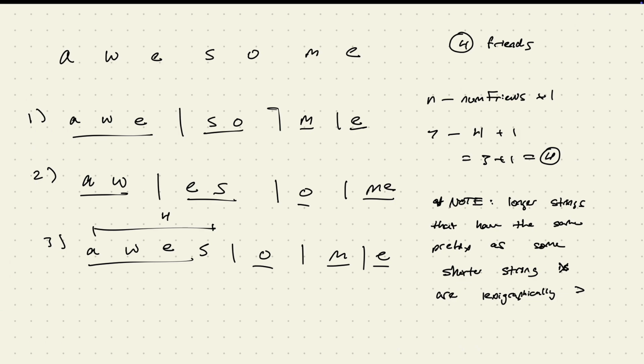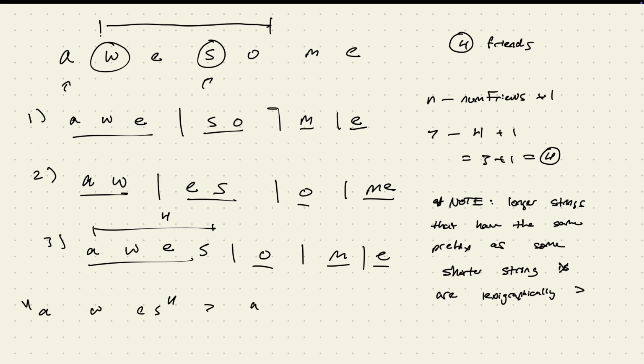Intuitively, if I just take a look at this string, I don't know if S or W comes after in the alphabet. I'm pretty sure it's W, so the answer here will be WESO. So what we're going to do is start at this index and look for the largest string we possibly could, because AWES is lexicographically greater than AWE.